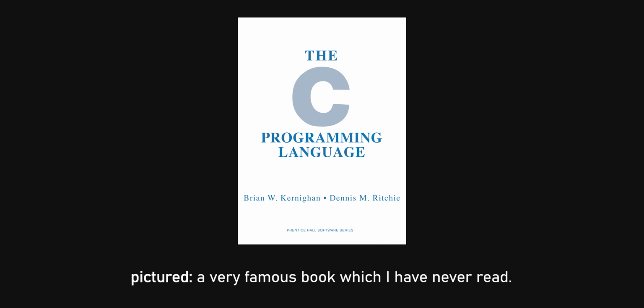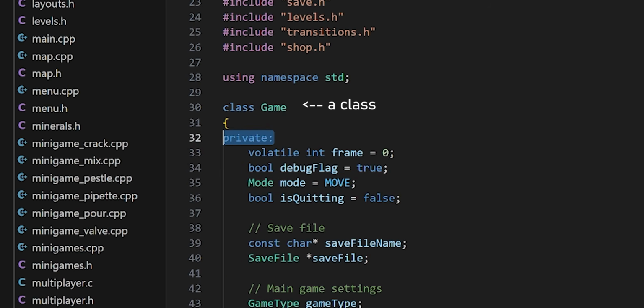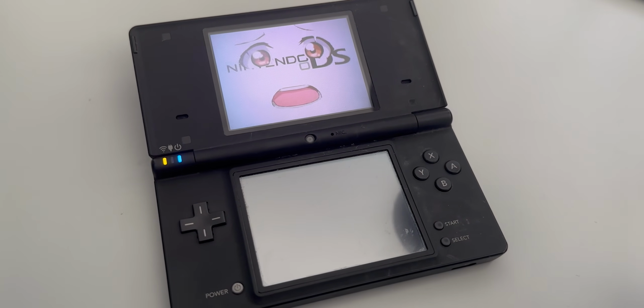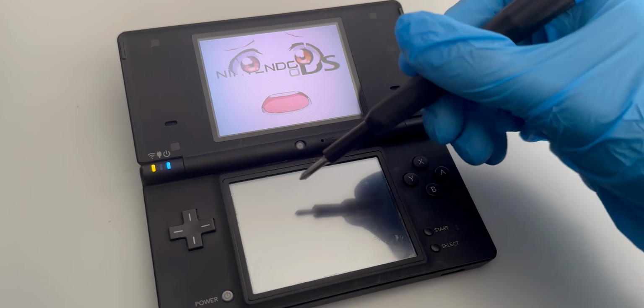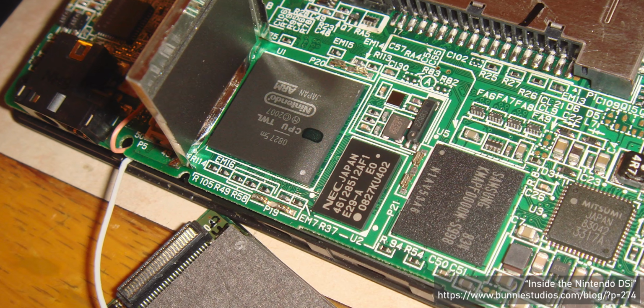Thankfully C++ did help me out by abstracting some of C's more low-level concepts into more familiar territory, such as classes. This didn't fully stop me from learning the hard way exactly what a pointer was though. While I struggled learning C, I also took a look at the hardware. The DS packs 2 microprocessors, an ARM7 and an ARM9 chip.